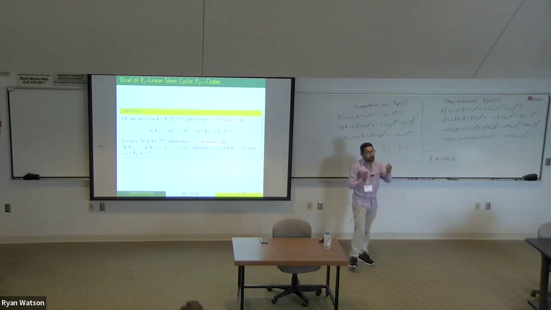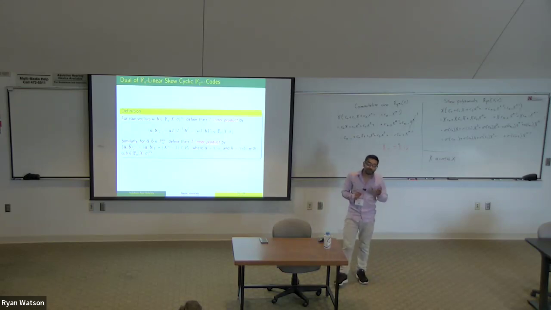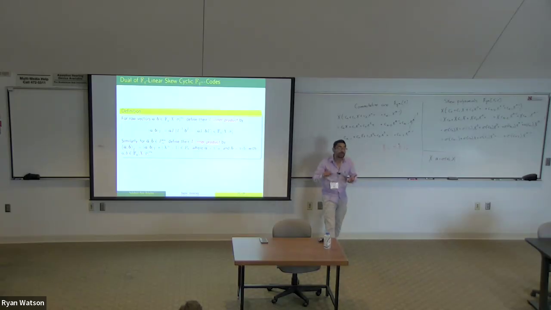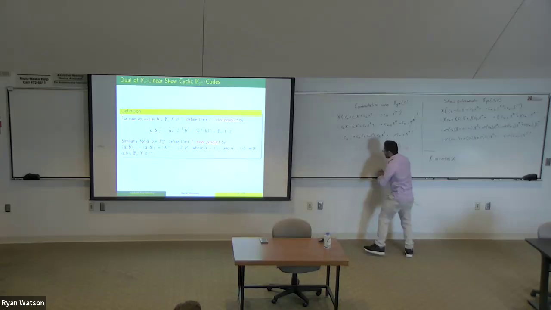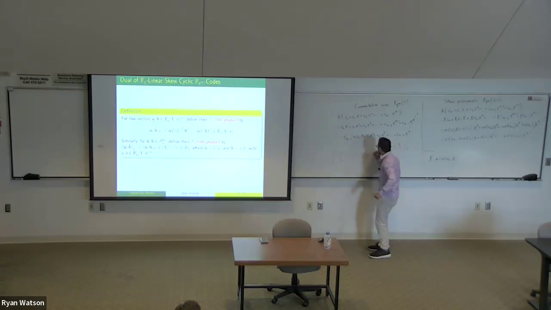Also, we had that I have an FQ vector space, not FQM. What will happen is that if I take the dual, that will be FQM linear. So the dual of the dual will be FQM linear. So what I have is that the dual of the dual is not equal to the original code.